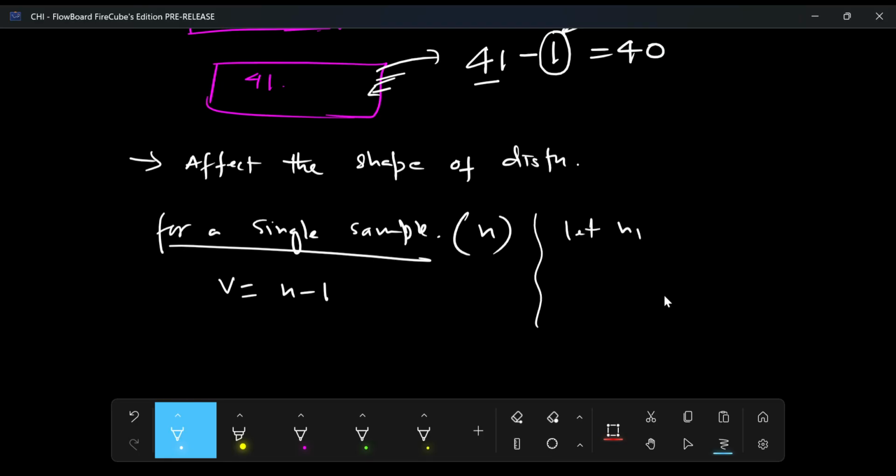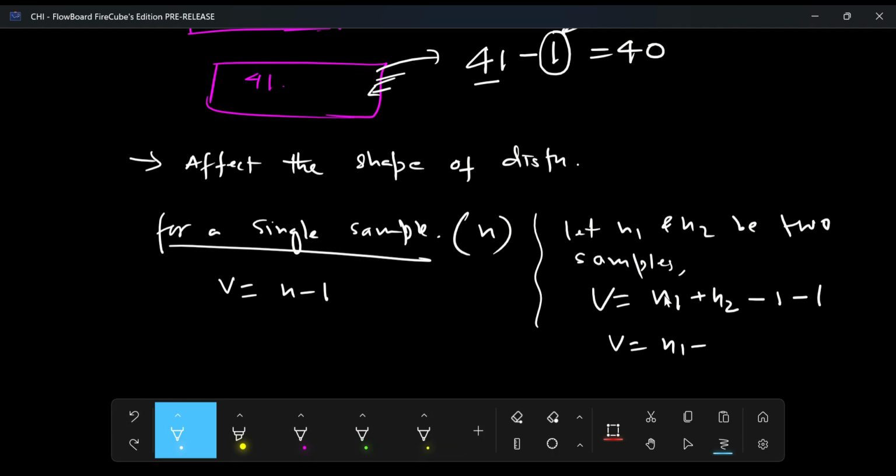Let n1 and n2 be two samples. What will be the degrees of freedom? So degrees of freedom will be n1 plus n2 minus 1 minus 1. So this is equal to V is equal to n1 plus n2 minus 2. So n1 minus 1 from this data set, n2 minus 1 from this data set. So the result will be V is equal to n1 plus n2 minus 2.